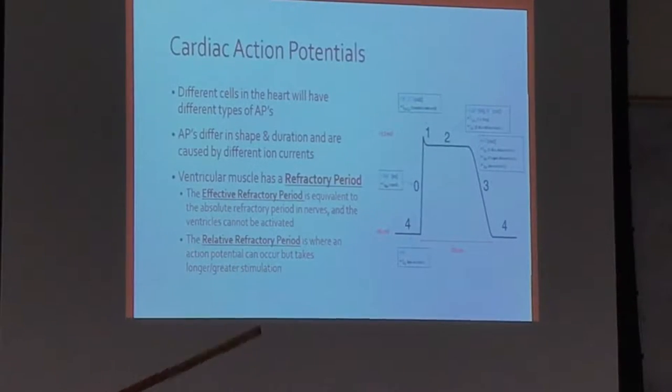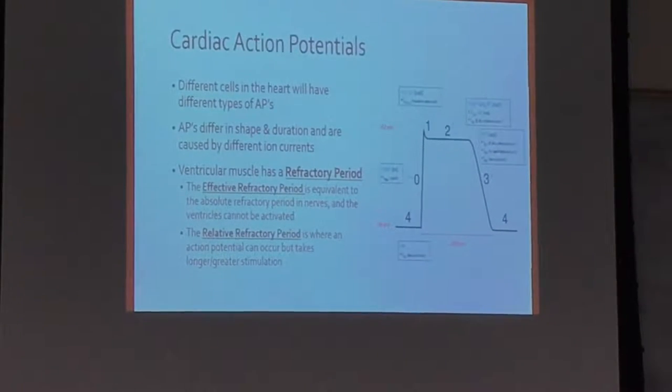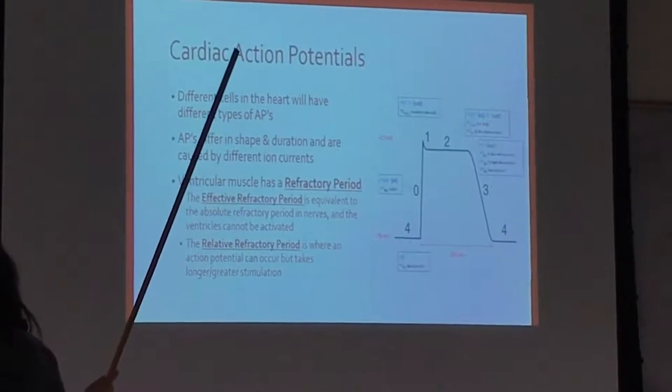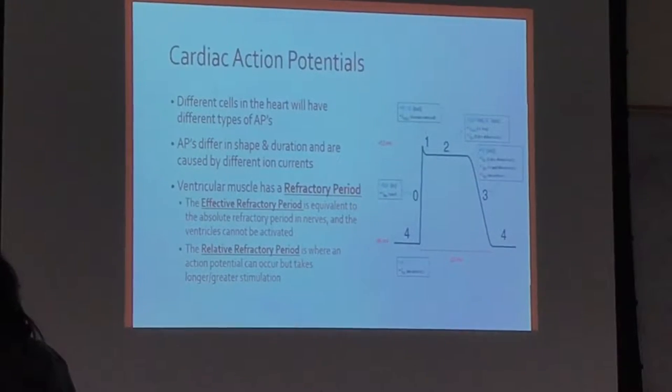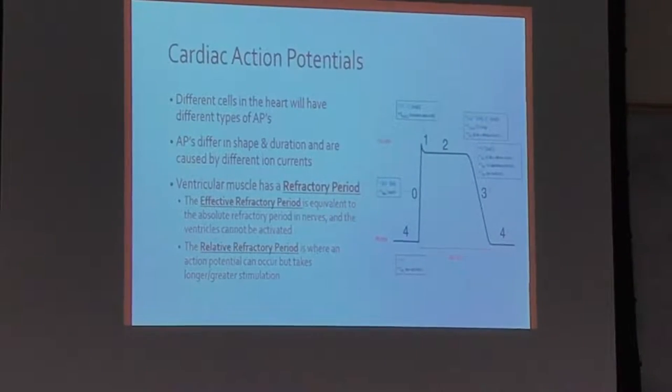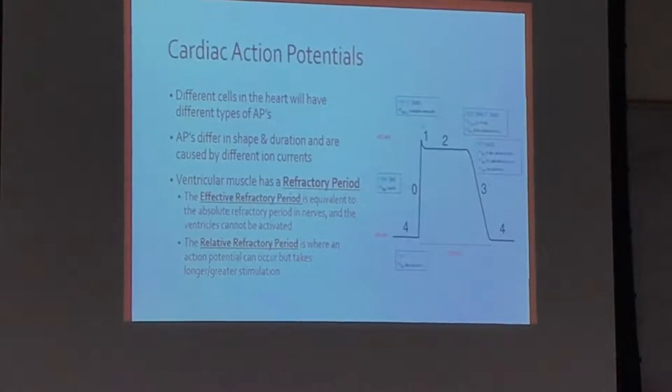All right, so we're going to go over the cycle. The ventricular muscle has a refractory period. The effective refractory period is the absolute refractory period, where the ventricles can no longer be activated. And then you have the relative refractory period, where an action potential can take place only if you have a big enough stimulus.